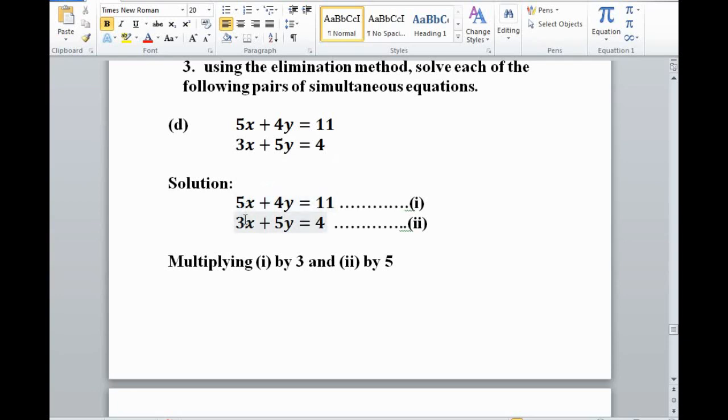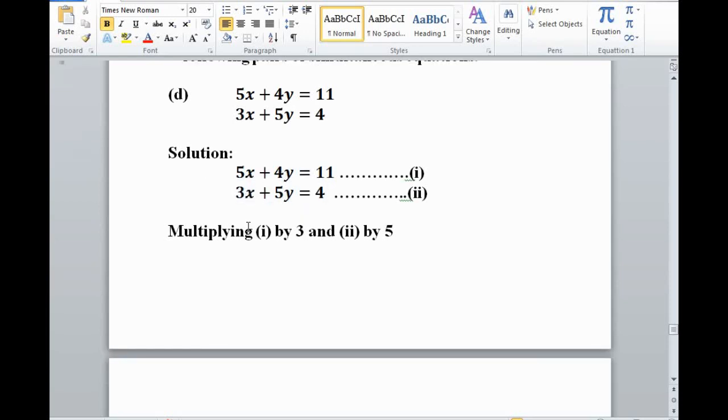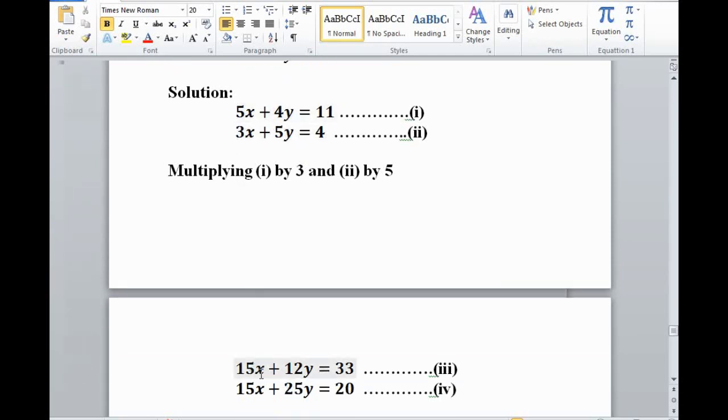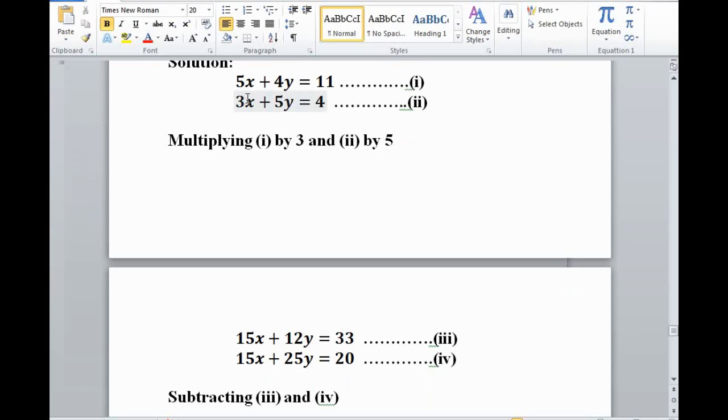Since the absolute values of the coefficients of x in both the equations are not the same, let's multiply equation 1 by 3 and equation 2 by 5 so that the absolute values of the coefficients of x in both the equations are the same. If we multiply equation 1 by 3, we get 5 times 3, 15x, and 4 times 3, 12y, equals 11 times 3, 33. We will multiply both sides of this equation by 3, and now let's multiply equation 2 by 5, which means that we are going to multiply the left hand side and right hand side of equation 2 by 5.